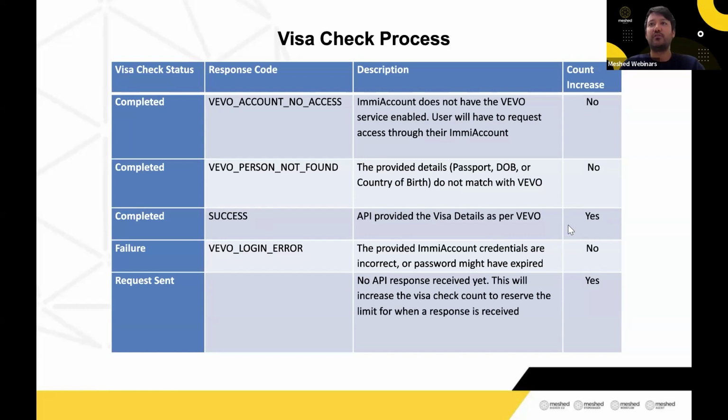And under this case only, the counter will increase. So let's say if you check one visa and you get one success, and you are on the free tier, now you have 9 free visa checks remaining. So one has been consumed.